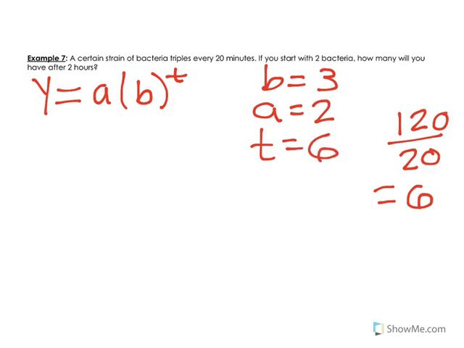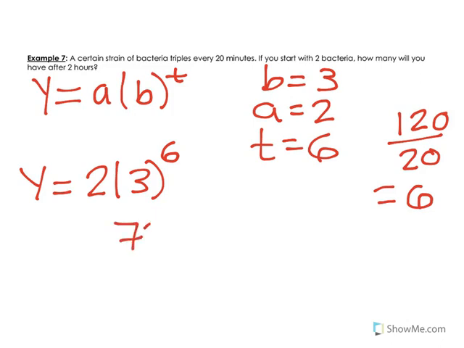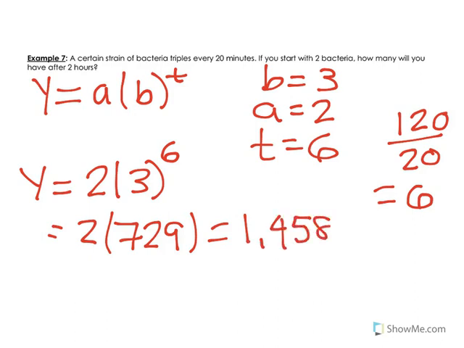Now we can just fill those into the formula. So we have y equals, A is 2, B is 3, and t is 6. At this point, you'll do 3 to the 6th power in your calculator, which is 729. You don't even have to remove that from your calculator. You multiply that by 2, and you get 1,458 bacteria as your answer.